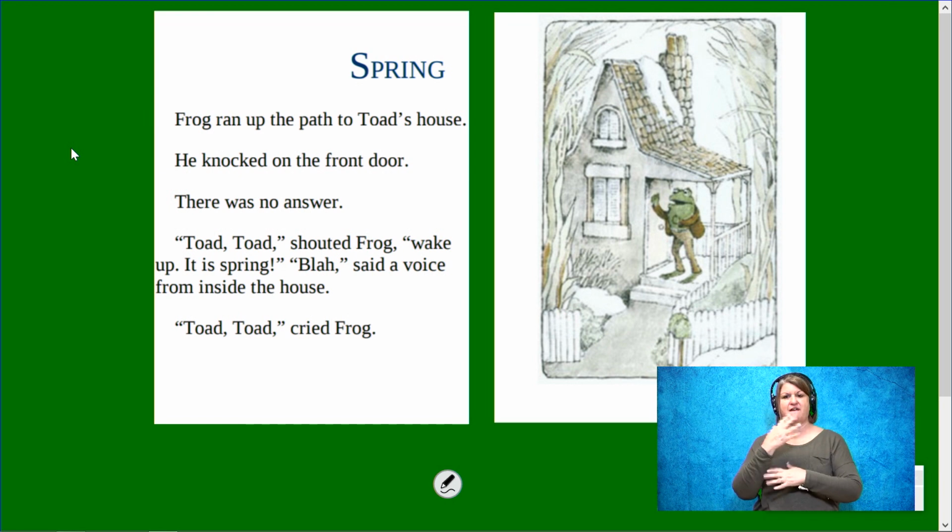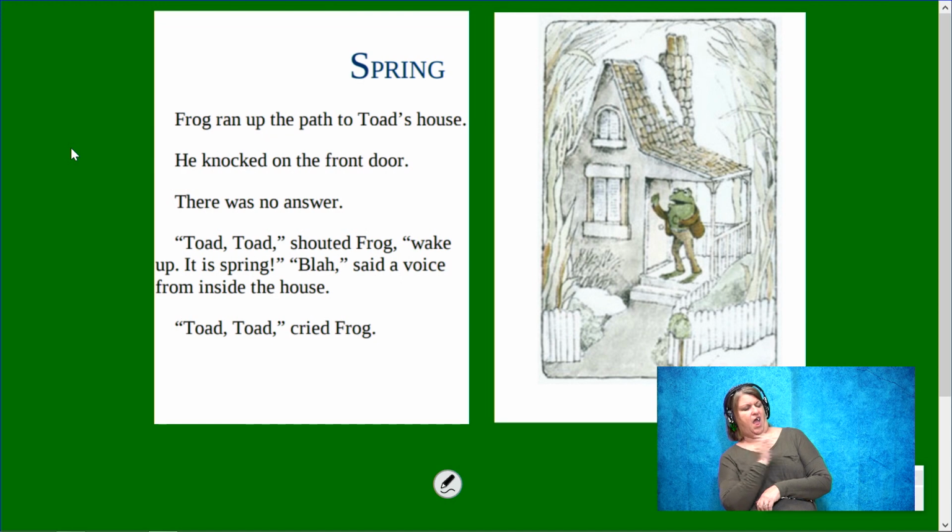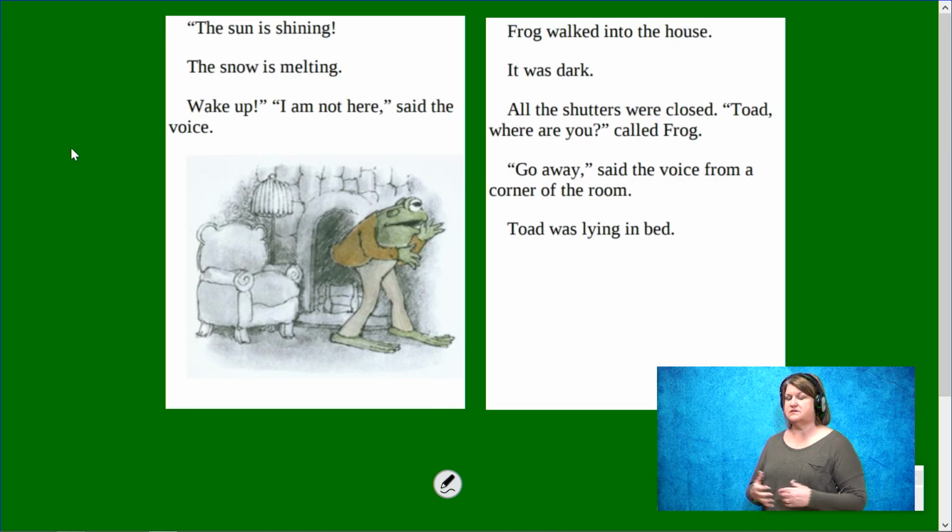Frog ran up the path to Toad's house. He knocked on the front door. There was no answer. "Toad, Toad," shouted Frog, "wake up, it is spring." "Blah," said a voice from inside the house. "Toad, Toad," cried Frog. "The sun is shining, the snow is melting, wake up." "I am not here," said the voice.